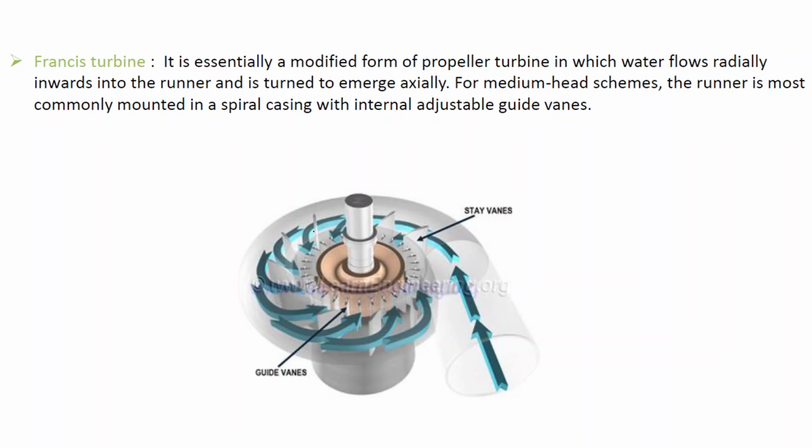Now, the Francis turbine is essentially a modified form of the propeller turbine, in which water flows radially. If it enters from here, it goes in here. So it enters the turbine in the radial direction and is turned to emerge axially. For medium head schemes, the runner is most commonly mounted in a spiral casing with internal adjustable guide vanes. So here also internal adjustable guide vanes are provided. These are the guide vanes, so due to these guide vanes, water can enter here only.